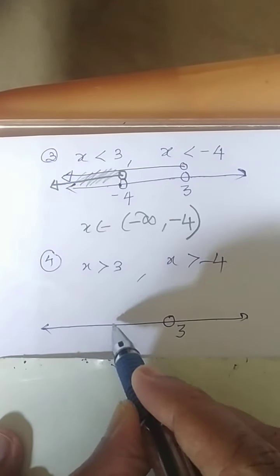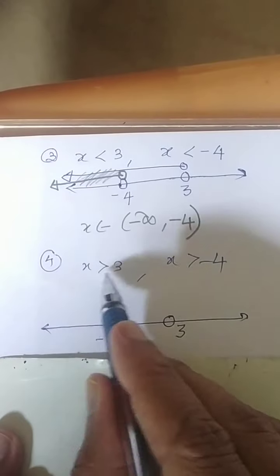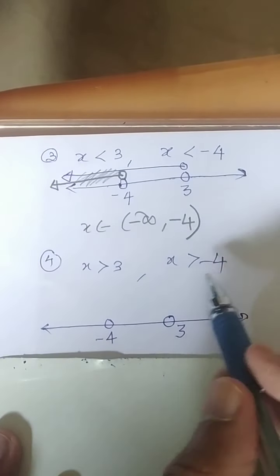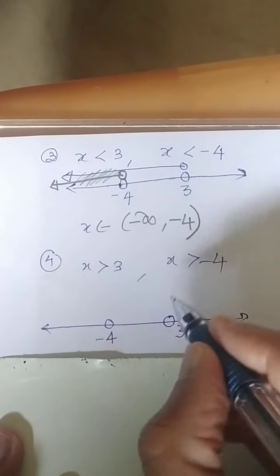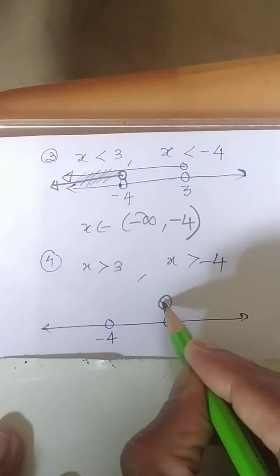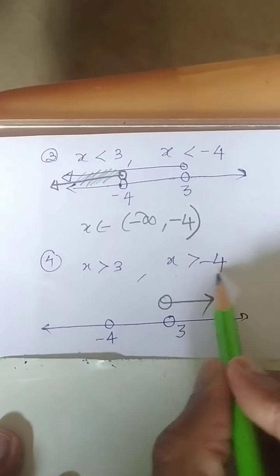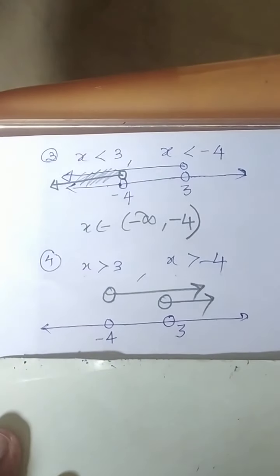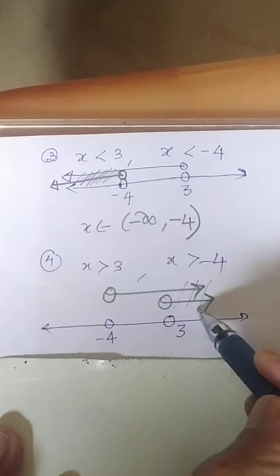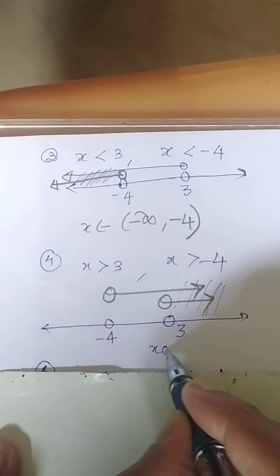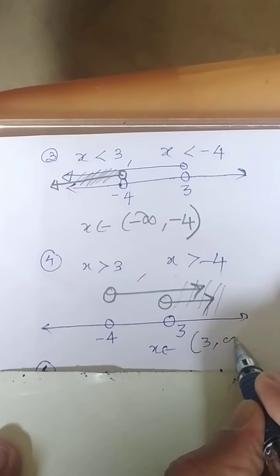Here it is 3. In all these questions I have given only the strictly greater symbol, so there will be no issue. X is greater than 3, so from here I should move on the right side. X is greater than minus 4, from here also I should move on the right side. So what is the common portion for both the equations? This is the common portion. So what will be the solution for this question? It will be x belongs to 3 open to infinity.